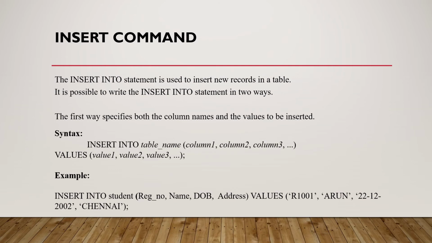The insert into statement is used to insert a new record in a table. It is possible to write the insert into statement in two ways. The first way specifies both the column names and the values to be inserted. Syntax: insert into table name, open brace, column 1, comma column 2, comma column 3 up to the existing columns in the table, close brace, values, open brace, value 1, comma value 2, comma value 3 up to the existing columns in the table, close brace, ends with semicolon.